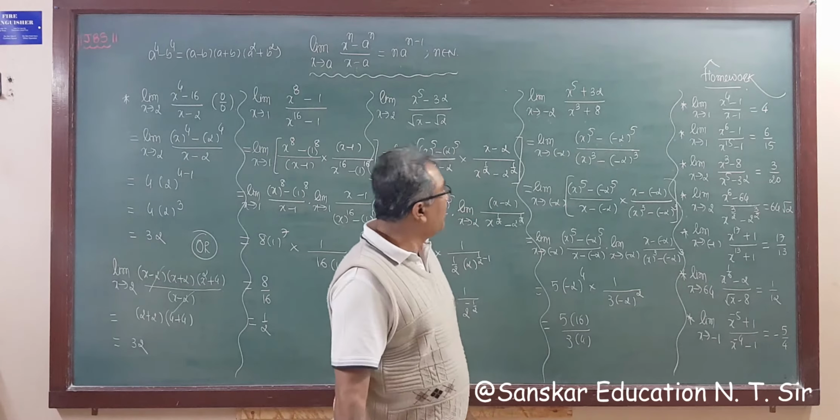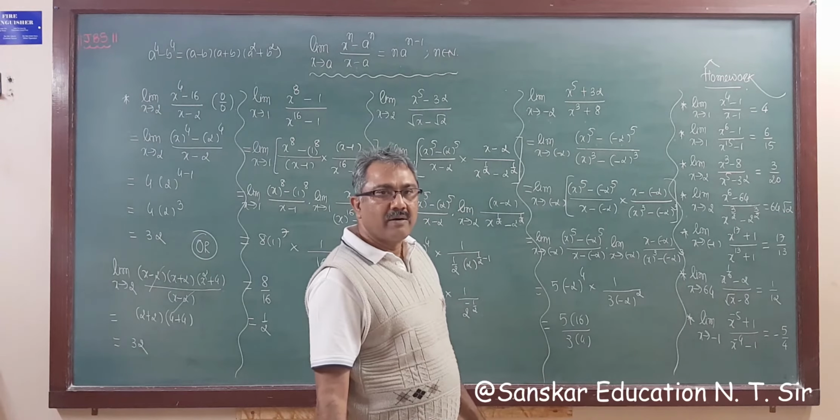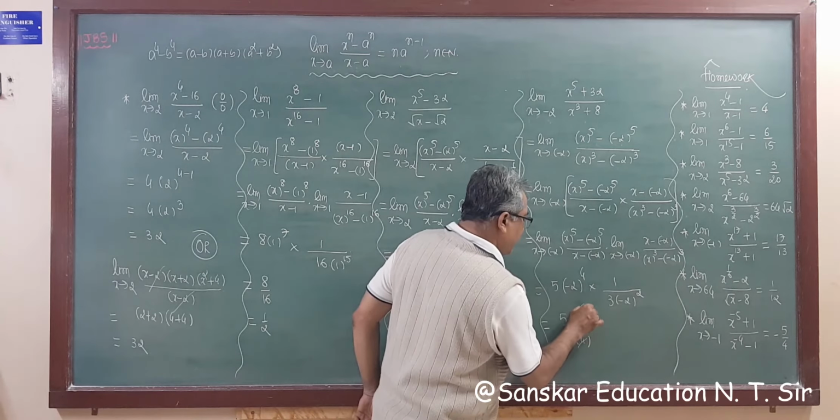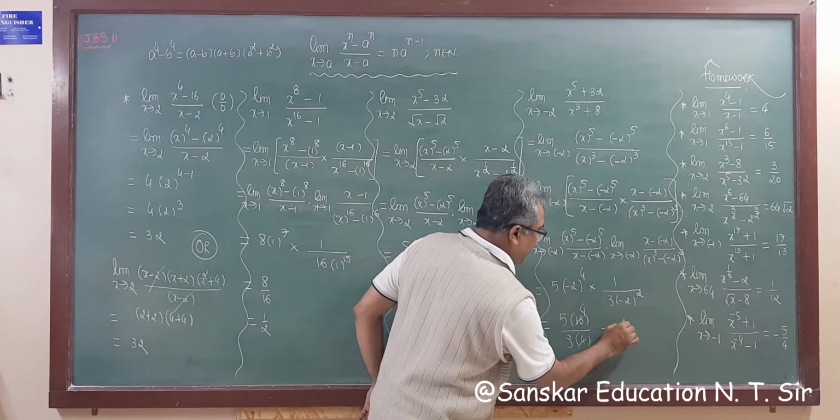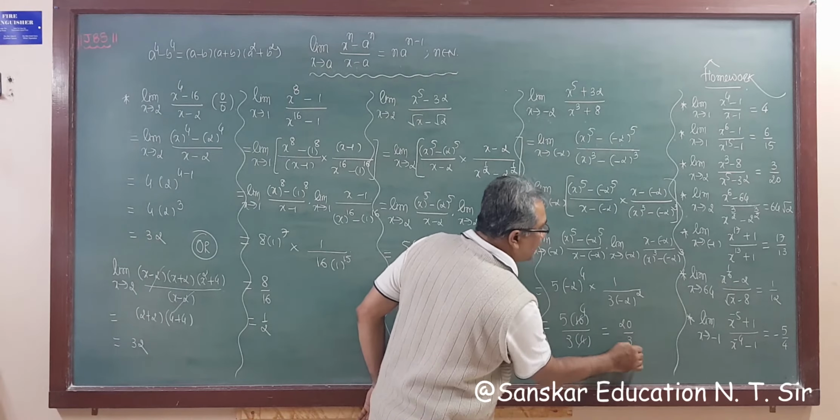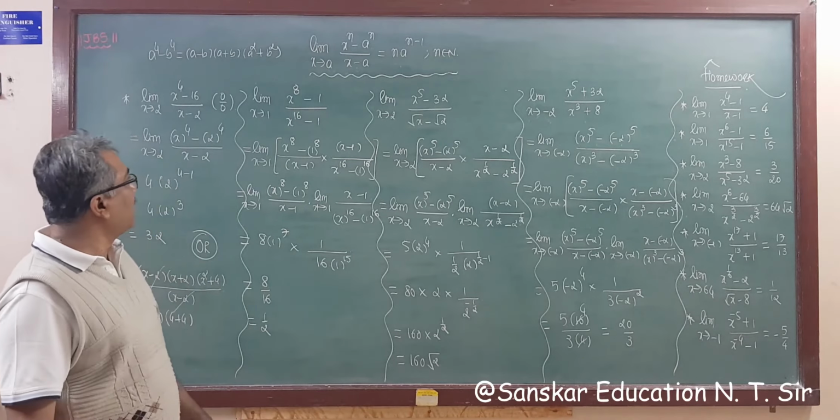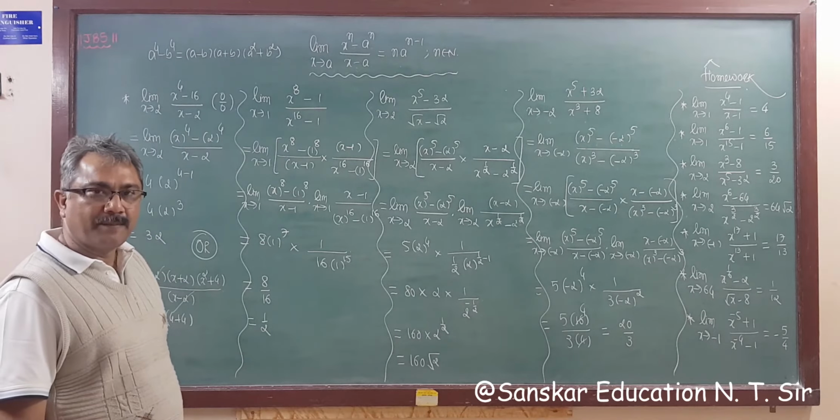Right? Any problem? No? Okay. So this is 4. So your answer will be 5 into 4, 20 by 3. Answer will be 20 by 3. Right? So I hope you will get your answer.